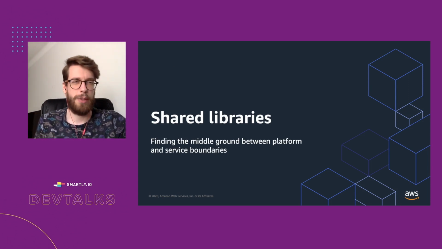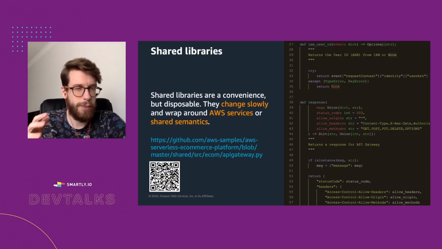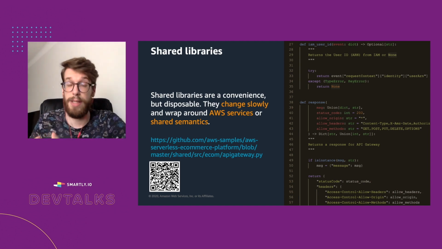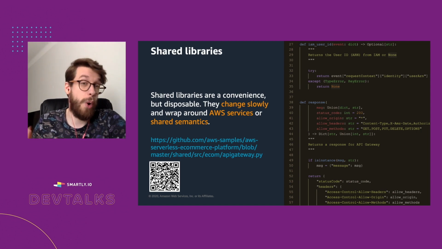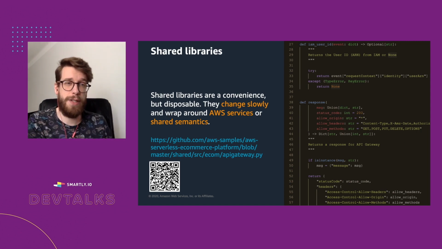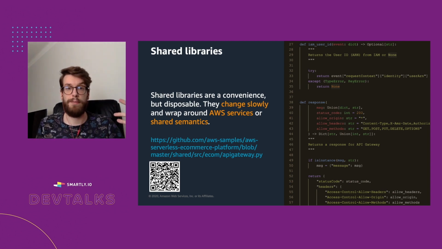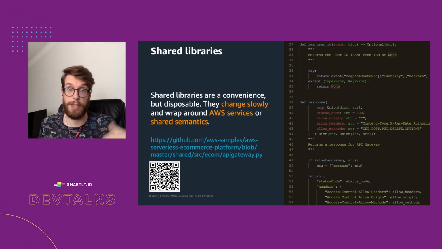And speaking of shared resources, I'd like to just make a quick digression on shared libraries, about finding the middle ground between what should be shared and what shouldn't. And what I found that works really well is to share libraries as a convenience, but something that's disposable, something that services don't really need to use if they don't need to. So it's something that changes slowly and works around either AWS services that lots of teams are using or shared semantics. So in this example here, that's something that wraps around API Gateway. So when a Lambda function receives an event from API Gateway, it comes in a specific format, and API Gateway is expecting a specific response.